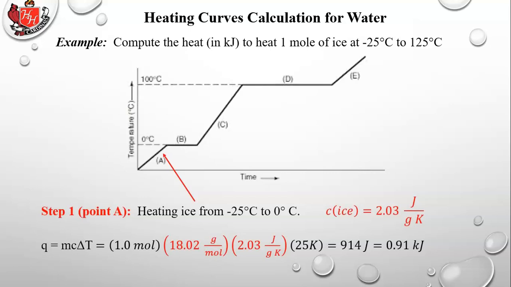Okay, so here we go. Step 1, we're heating the ice from negative 25 degrees centigrade up to 0 degrees, so it remains as ice during that time. And the specific heat of ice, of water in the form of solid ice, is 2.03 joules per gram Kelvin. So what does that mean, that unit of measure? It means if you want to raise 1 gram of ice by 1 degree Kelvin, you have to add 2.03 joules.